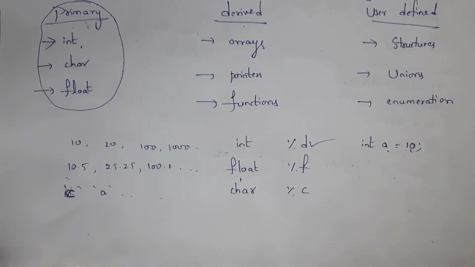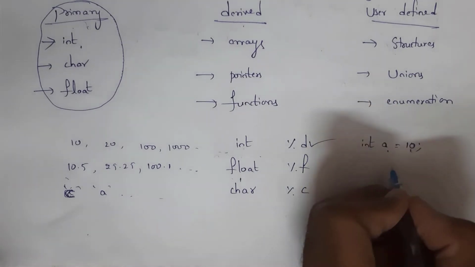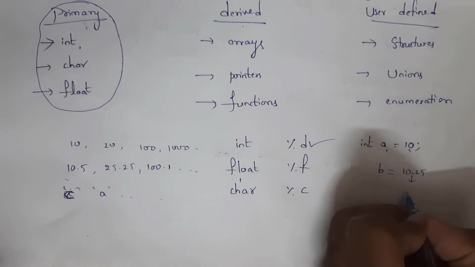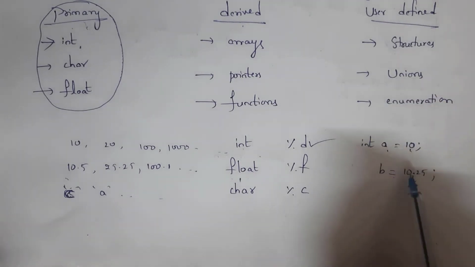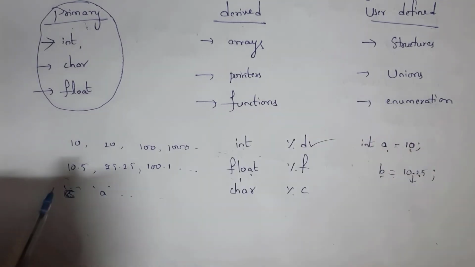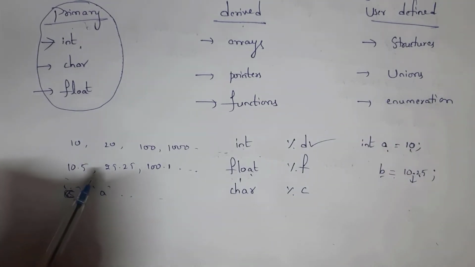And similarly, for example, if you want to assign any floating point values to a variable, for example b equal to 10.25, the point represents a floating point value. So whenever you want to assign any floating point values to a variable, then you need to use data type float. For example, 10.5, 25.25, 100.1, all these are floating point values.